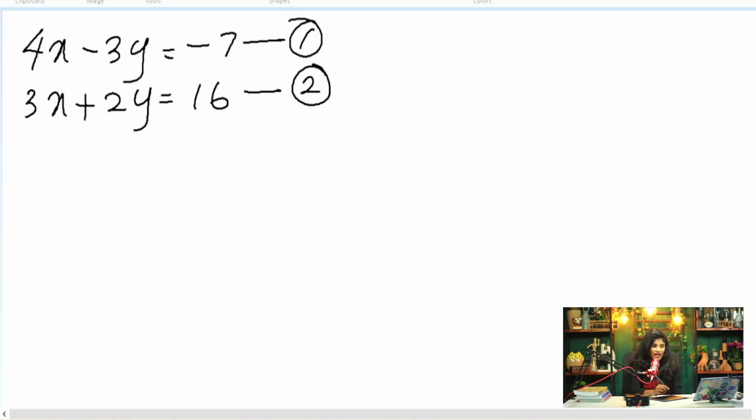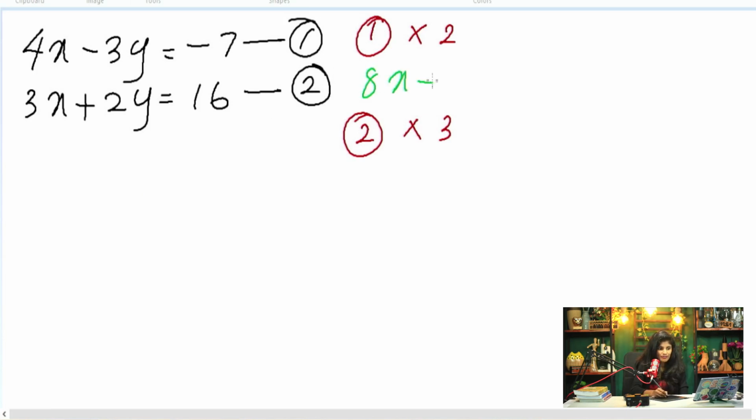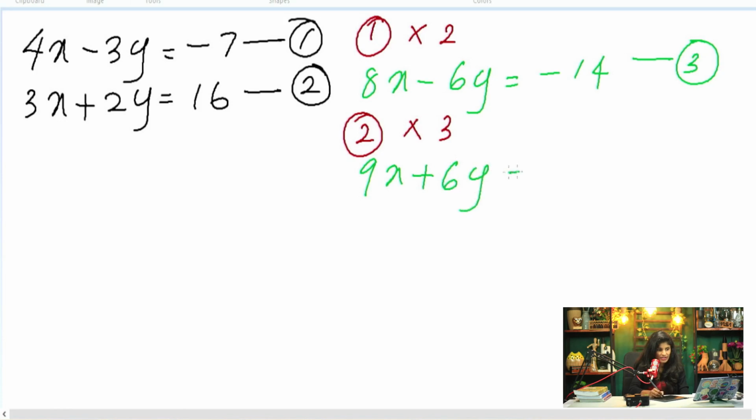So we can make the number either 6y and eliminate, or 12x and eliminate. So what I'm going to do is make 6y. So I will multiply equation number 1 by 2 and equation number 2 by 3. Okay, so let's do it. 1 by 2. 4x times 2 means 8x. Minus 6y equals minus 14. This is my number 3. And equation number 2 multiplied by 3. So, 9x plus 6y equals 48. This is number 4.